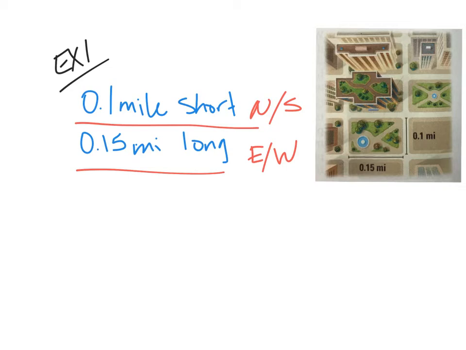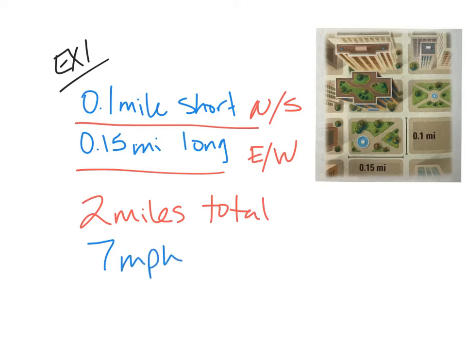It tells us how many blocks we're going to run, doesn't it? It says we're going to run 2 blocks east, some short blocks south, 2 blocks west, and back to our start. It also tells us our total, right? How many miles do we want to run all together? You want to run 2 miles total. And what you were reading is the 7 miles per hour. And how fast? We're going to want to go 7 miles per hour.